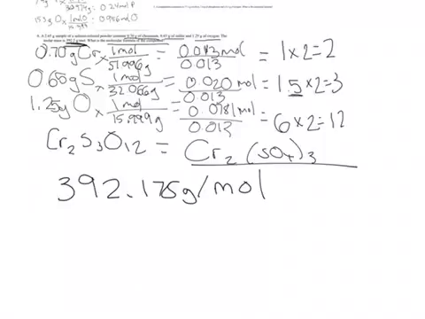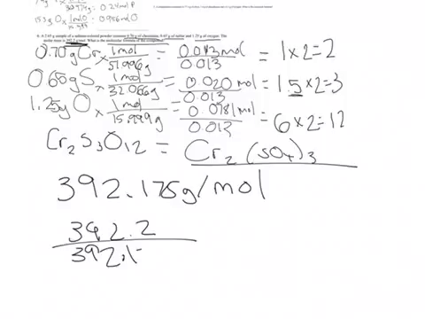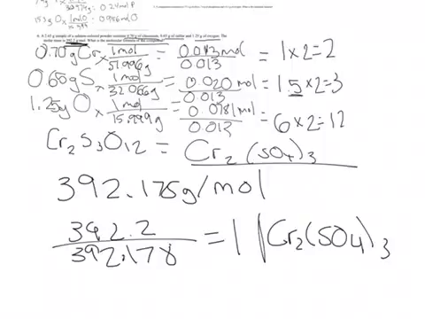I must be given my molecular formula mass in the problem. You divide those two to see how much bigger your molecular formula is than your empirical. Notice this time, hey, look, these numbers are the same. So when we divide them, you're going to take the molecular on top, 392.2, divided by the empirical, 392.178. That ends up equaling 1 because the empirical formula and the molecular happen to be the same this time. So that is your answer.